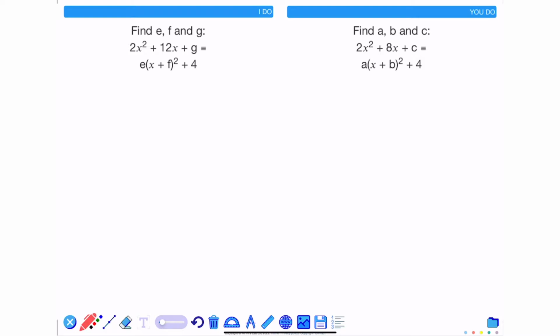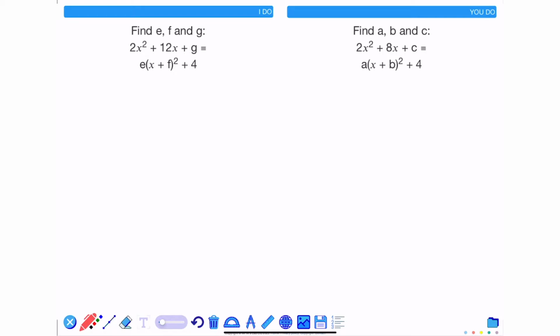In this video, we're going to take a look at how we can find unknown values in an identity. In a previous video that I'll link here, we used completing the square in order to change the form of the left-hand side of an identity in order to equate coefficients to find our unknown values. We need to do the same here.